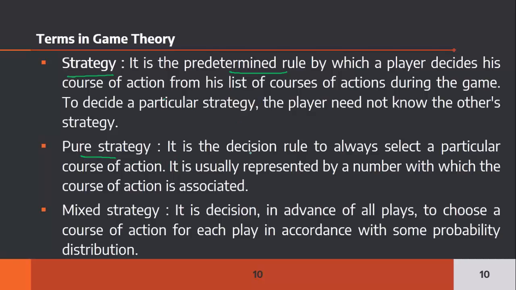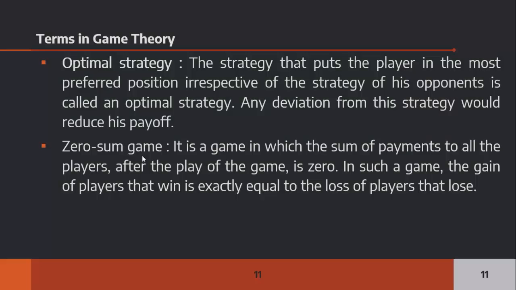Now there are two types of strategy. The first one is a pure strategy. It is a decision rule to always select a particular course of action. It is usually represented by the number with which the course of action is to be associated. The next type of strategy is mixed strategy. It is a decision in advance of all plays to choose a course of action for each play in accordance with some probability distribution. If we use a probability distribution in the strategy, then we call it a mixed strategy. In pure strategy there is no probability distribution, but we directly take a decision.